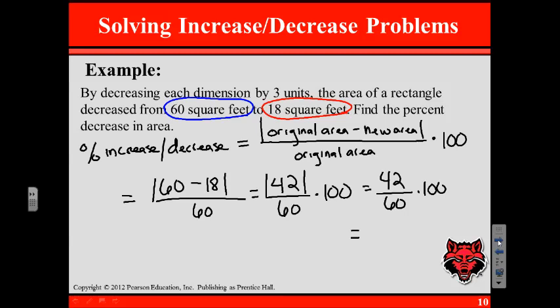So we put this in the calculator. We start with the division. 42 divided by 60. That would be 0.7. We multiply 0.7 times 100. That will equal 70. We want this to be a percent. That's why we multiply by 100. So the percent decrease in area is 70%. This formula will work for both decrease problems when we talk about the area or increase problems.